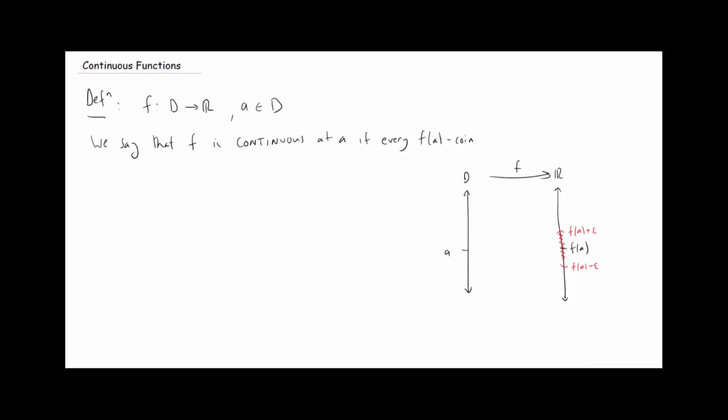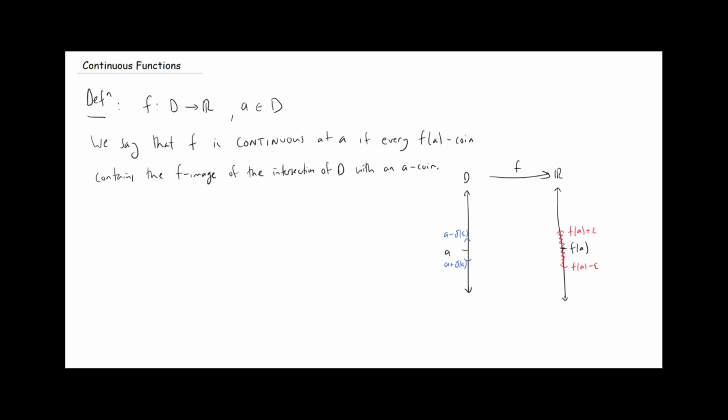Okay, so I'm looking at this f of a coin. And I want, for continuity, that every f of a coin contains the f image. Okay, this sounds just like a limit of the intersection of D with an a coin. So I come over here and I find some coin around a. This could be maybe a minus delta, a plus delta, and of course this delta depends on epsilon.